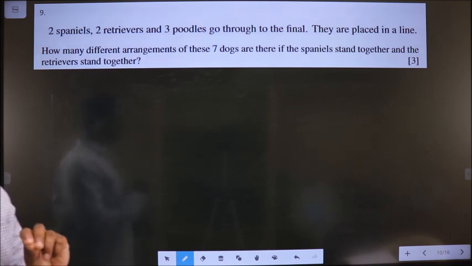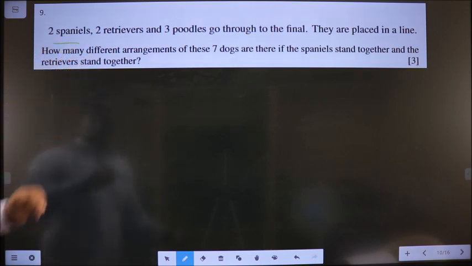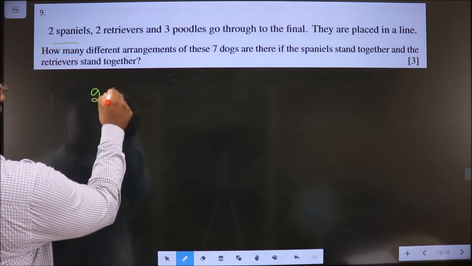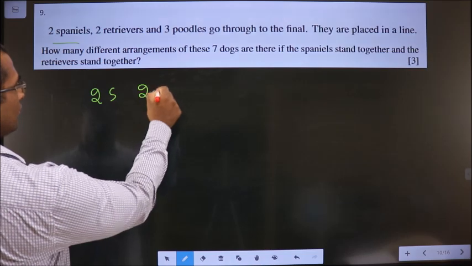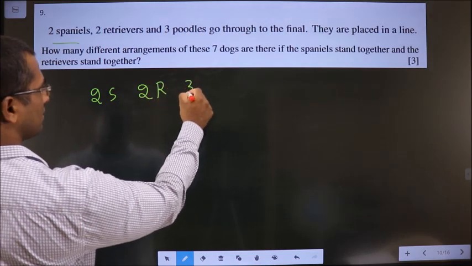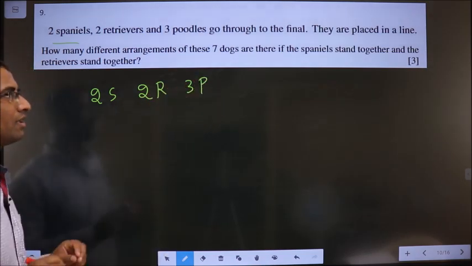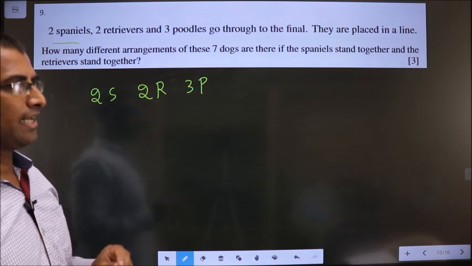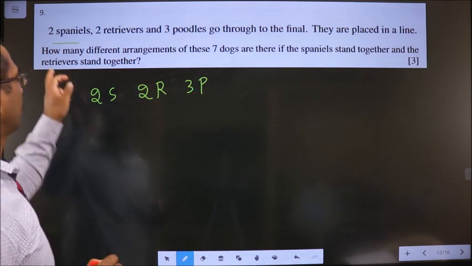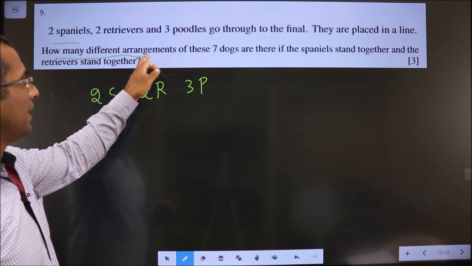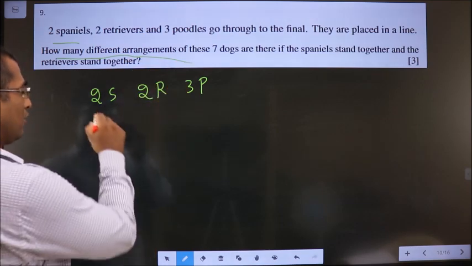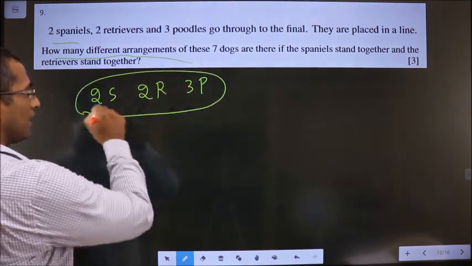Question 9. Two spaniels, so write 2S, two retrievers, so 2R, and three poodles, so 3P. They are placed in a line. How many different arrangements of these 7 dogs? So the total count is 7.